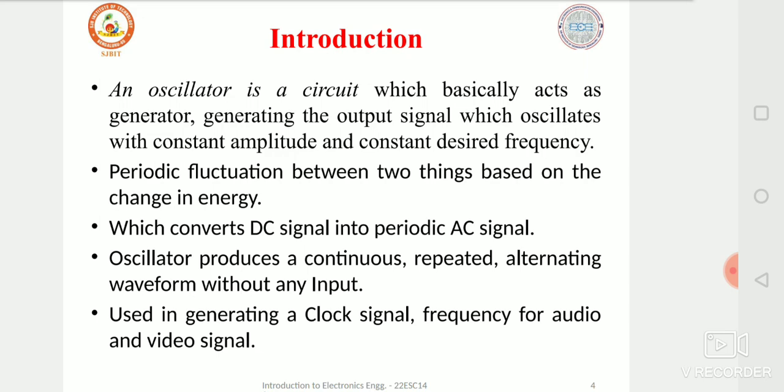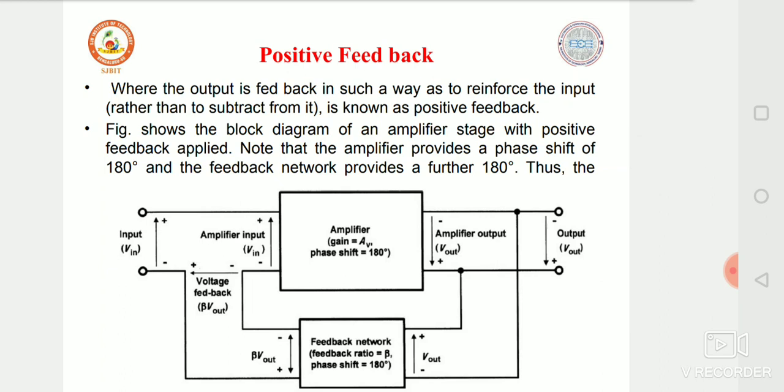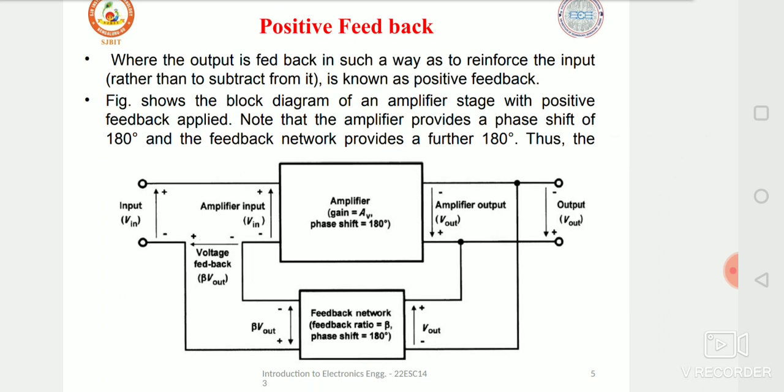frequency of audio and video signals. In oscillators there are two blocks, one of which is the amplifier block. The gain of the amplifier is represented by A. Gain is the output voltage divided by the input voltage. The gain of the feedback is represented as beta, which is also output divided by input. In an oscillator, we use positive feedback.